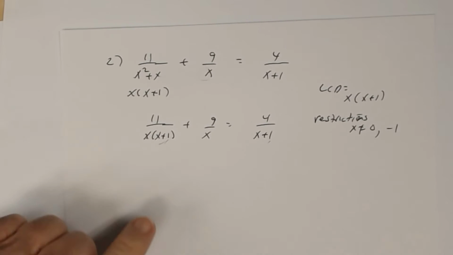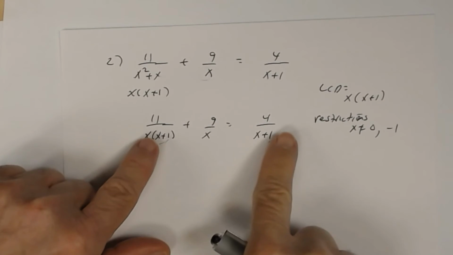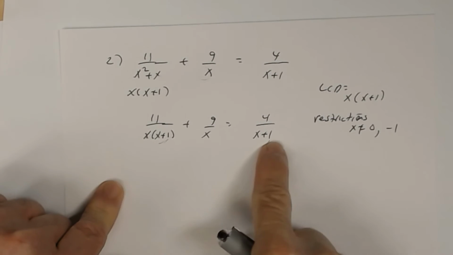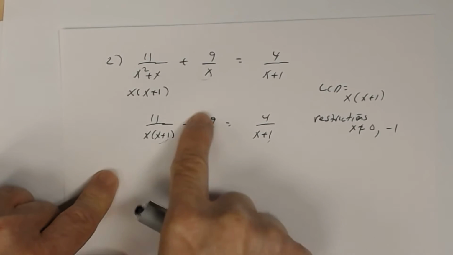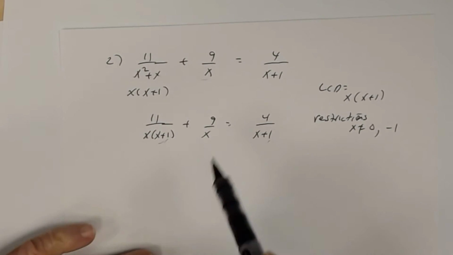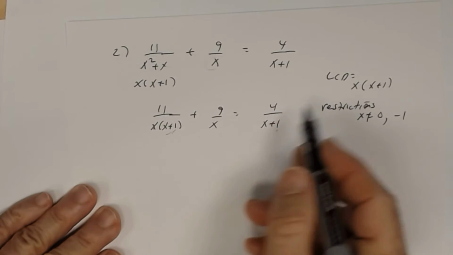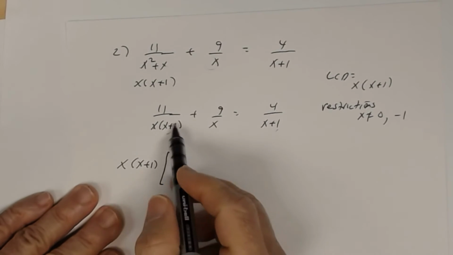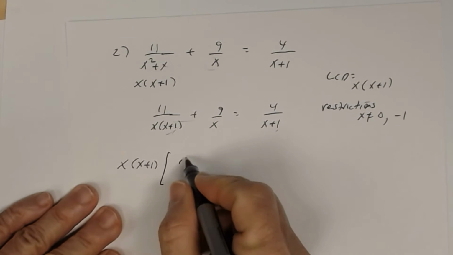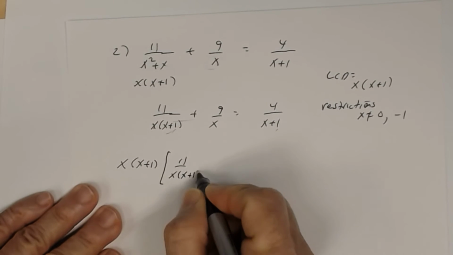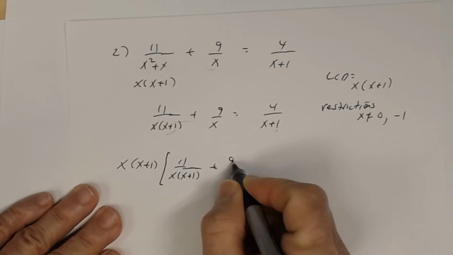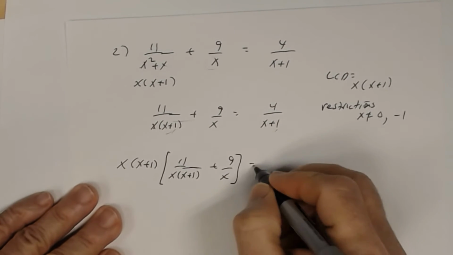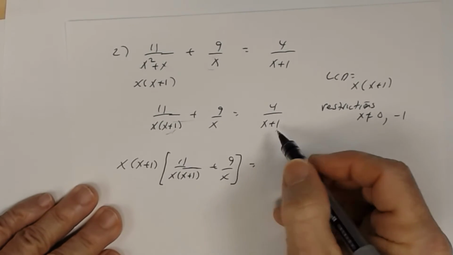All right, now the next step is to multiply both sides by the LCD to clear those fractions. Notice, though, there are two fractions on this side, so I'm going to put that in parentheses. So I'm going to say x times x plus 1 times this left side, 11 over x times x plus 1, plus 9 over x, equals. Now, since that's just one fraction here, I'm not going to put that in parentheses.